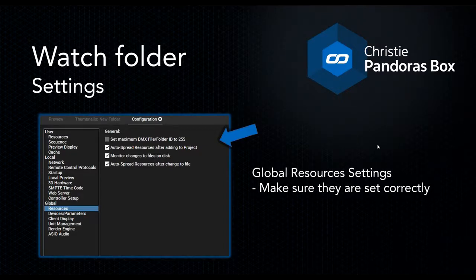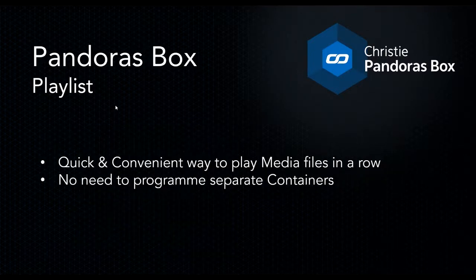The next topic is playlists. A Pandoras Box playlist. So here with the playlist, you have a quick and convenient way to play media files in row. So you don't need to program separate containers. So if you want to fade between two media files, then normally you have to use two layers, so for the first media file and the second, and you program a crossfade. So with the playlist, you can only use one layer, and you have also crossfades in between.